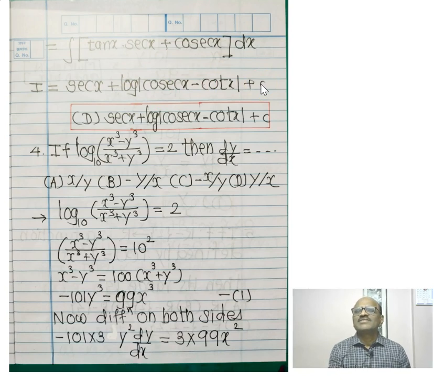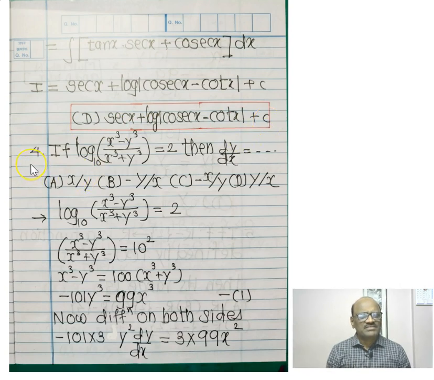Now again, one thing you should remember also, that is the integral of sec x. The integral of sec x is log of mod of sec x plus tan x. Now here we want the integral of cosec x, that is log of cosec x minus cot x plus c. And hence, option D is the correct one, that is sec x plus log of cosec x minus cot x plus c.